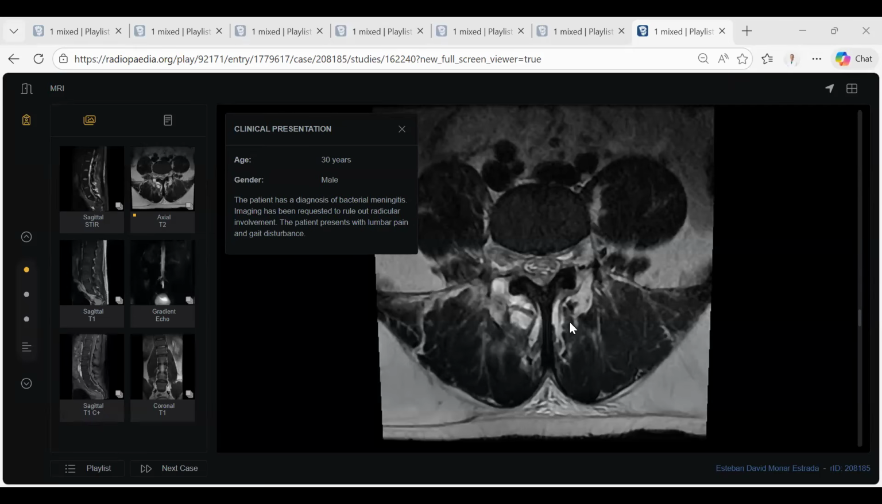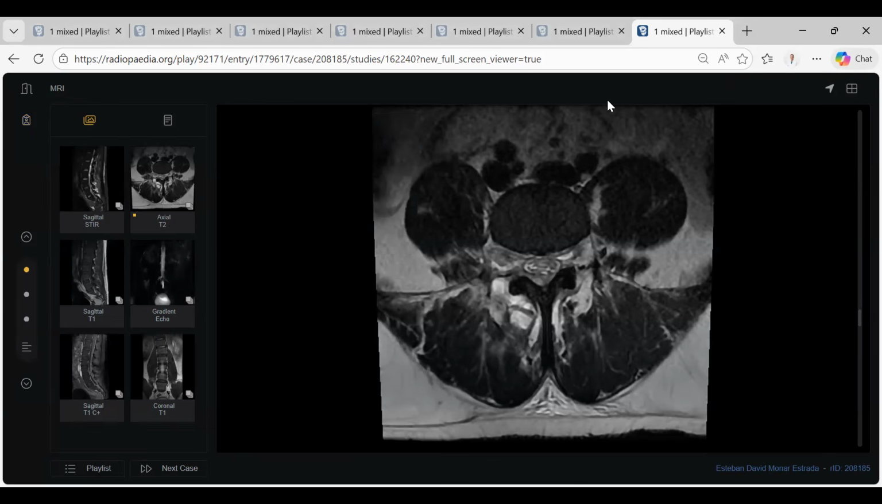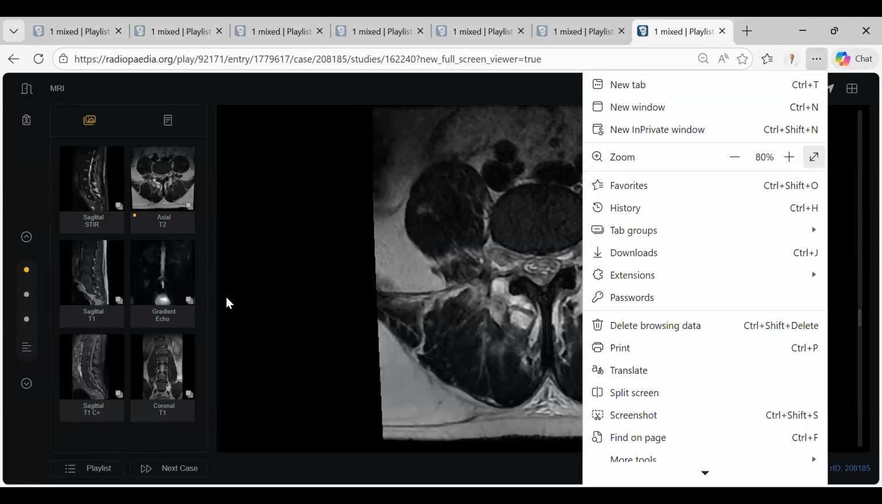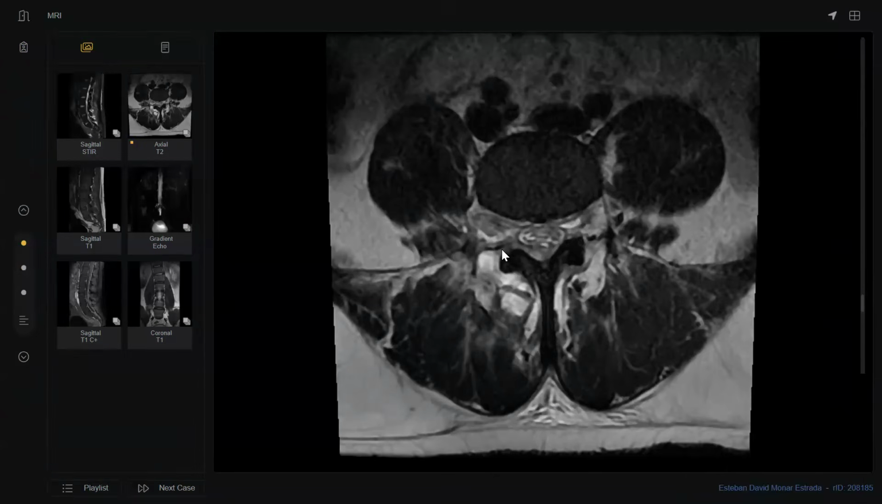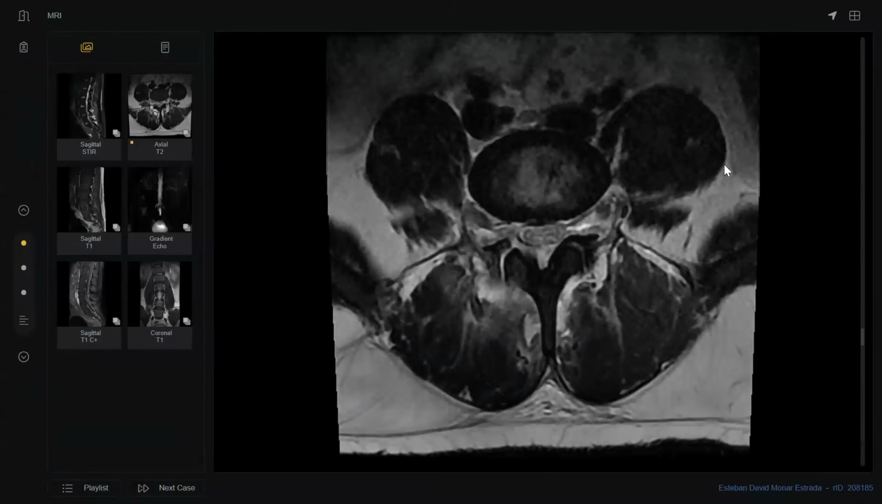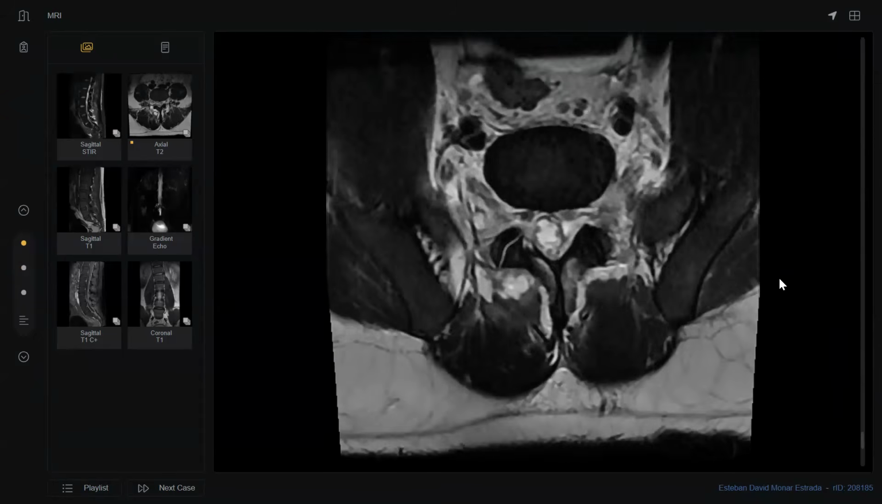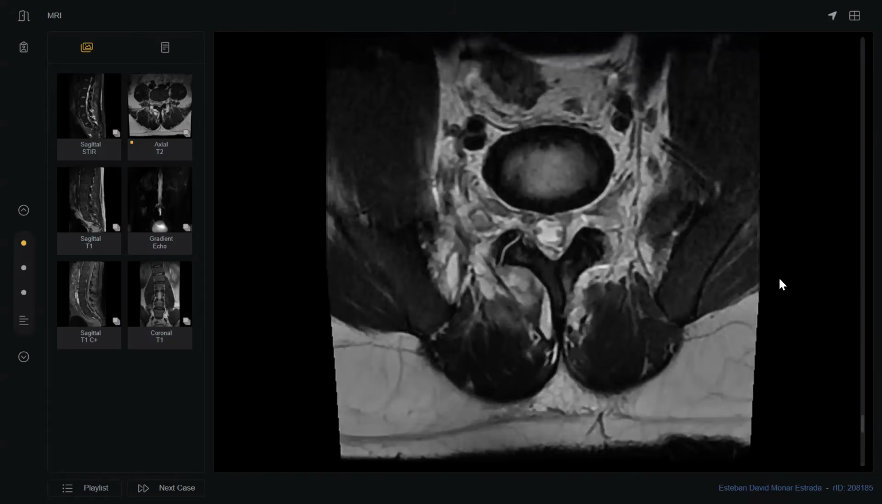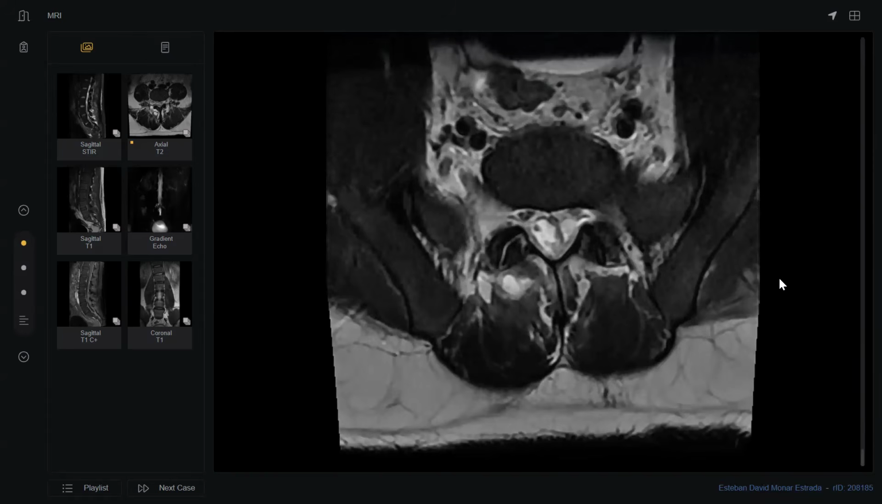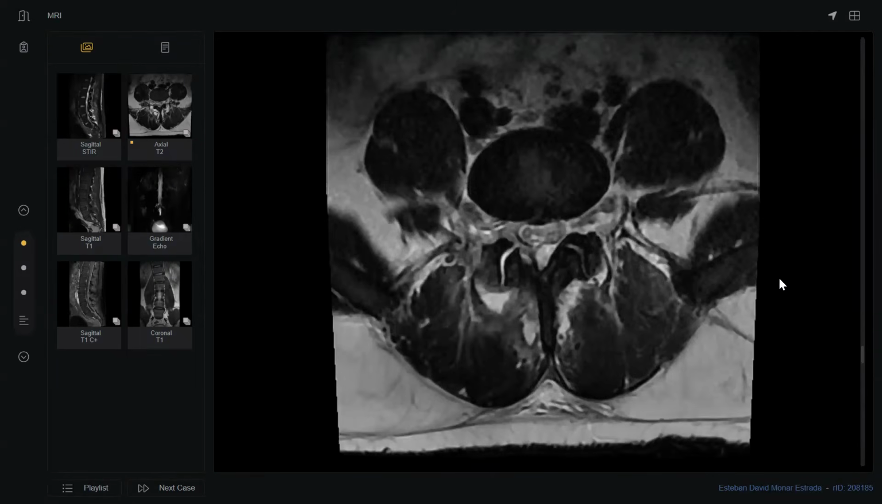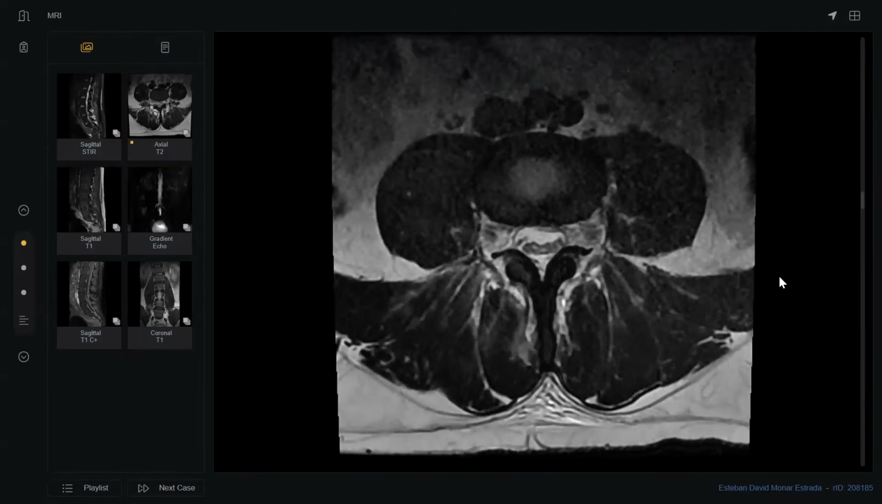Doctor, this is a 30-year-old male patient diagnosed with bacterial meningitis. The patient has lumbar pain and disturbance. Can you ask for control, please? One second. Go on. Yes, I have been presented with an axial lumbar MRI for an adult patient with a history of bacterial meningitis and low back pain. I will scroll through the last cut and then I will come back to my findings.